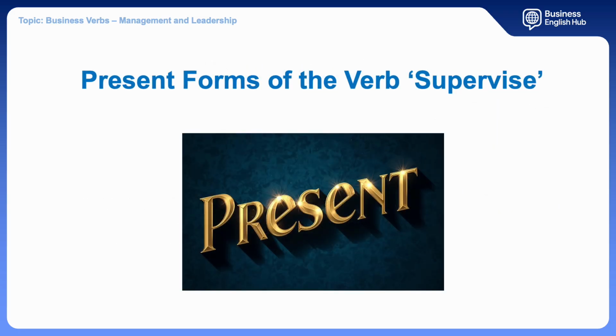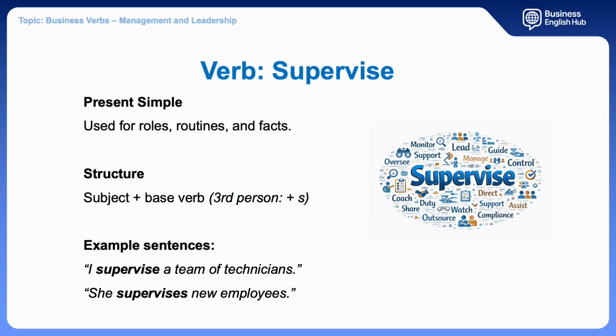We will now look at the present forms of the verb supervise. First, we will look at the present simple. Supervise is used in the present simple for roles, routines, and facts. 2 example sentences include: I supervise a team of technicians. She supervises new employees.